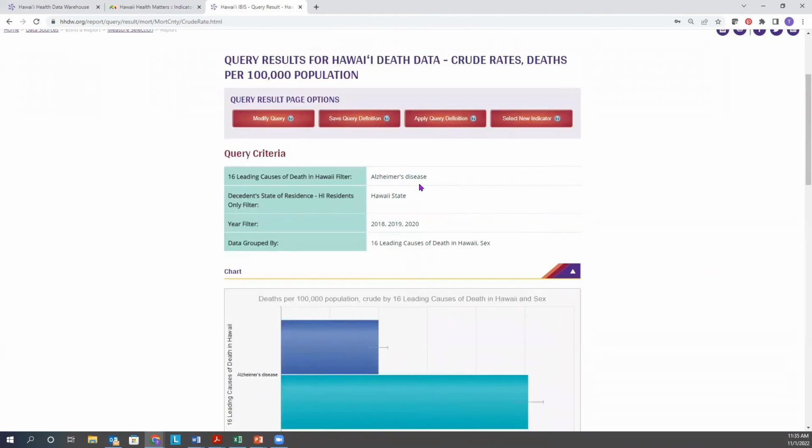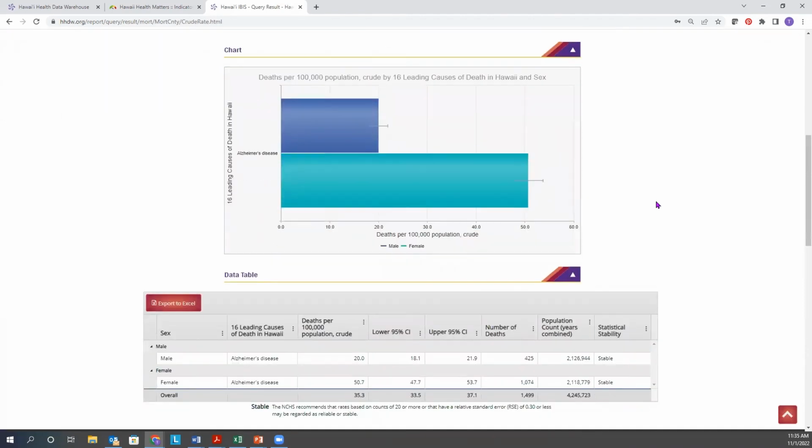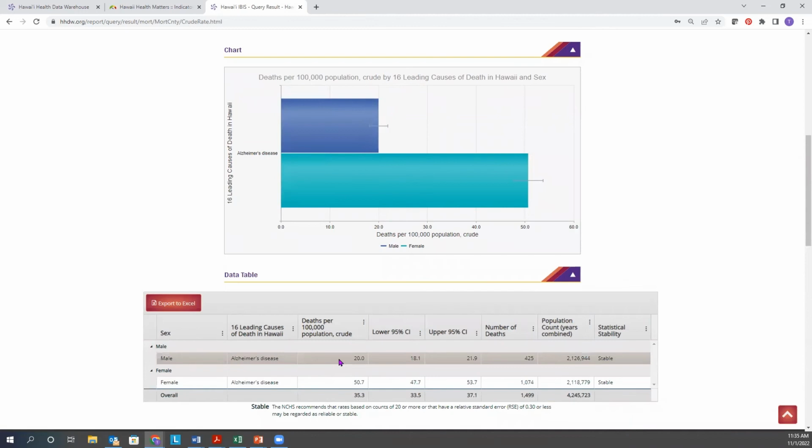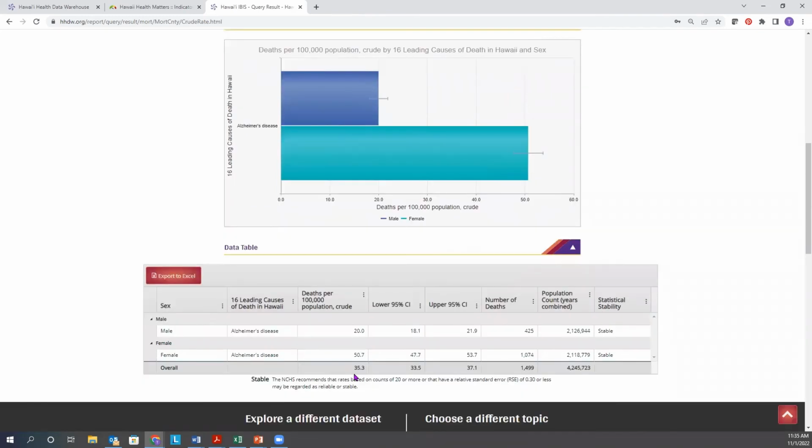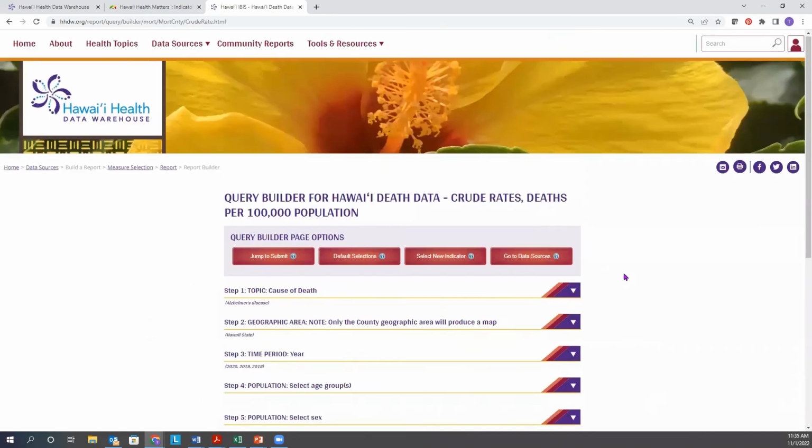So I'm looking at deaths due to Alzheimer's disease from 2018 to 2020. And I can see that overall among males, it's 20.0 and it's 50.7 per 100,000 among females in Hawaii, with our overall crude rate being 35.3. And I would do the same thing now, then I can go back and run this by race ethnicity to answer that race ethnicity question.